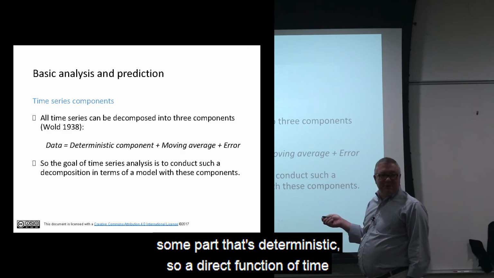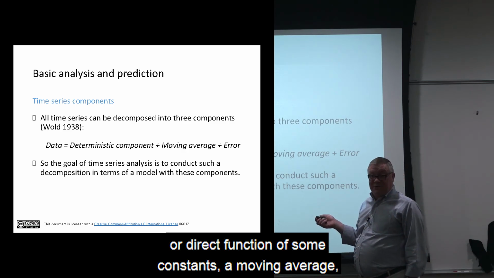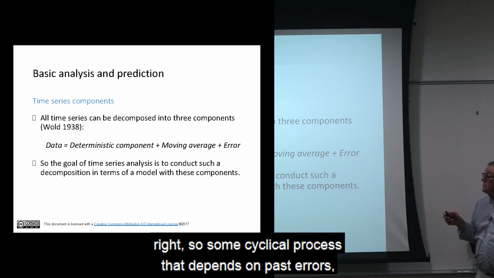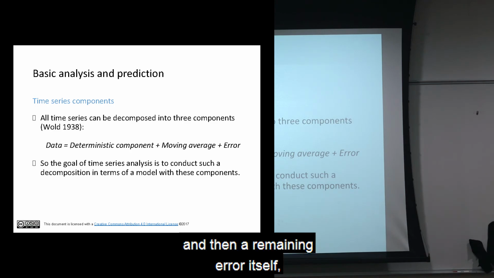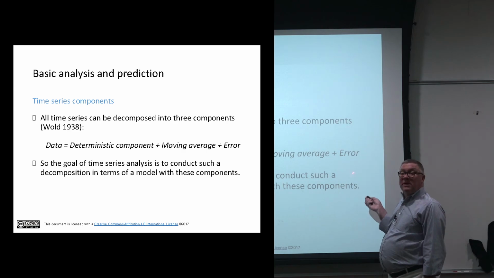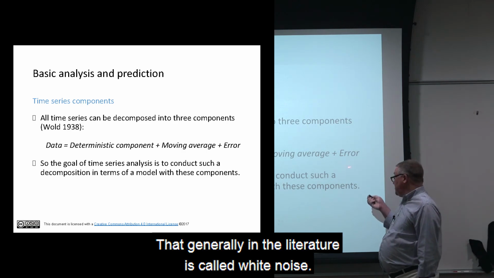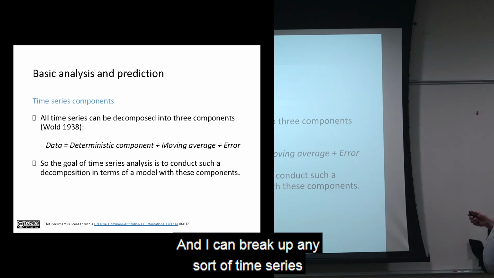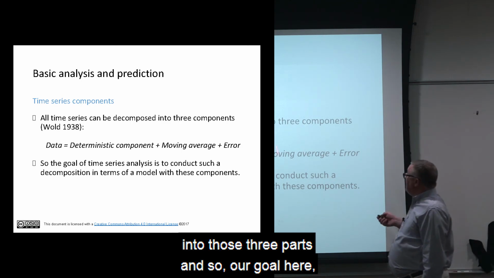Some part that's deterministic, so a direct function of time or a direct function of some constants. A moving average, right? So some cyclical process that depends on past errors. And then a remaining error itself that's totally unexplainable, right? That generally in the literature is called white noise. And I can break up any sort of time series into those 3 parts.